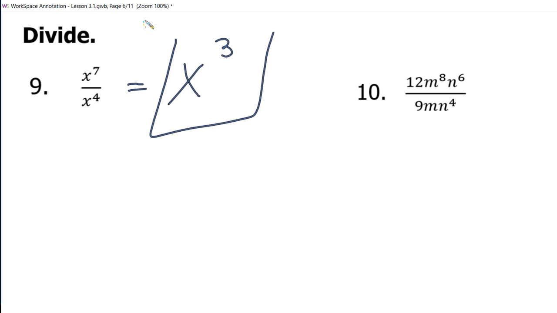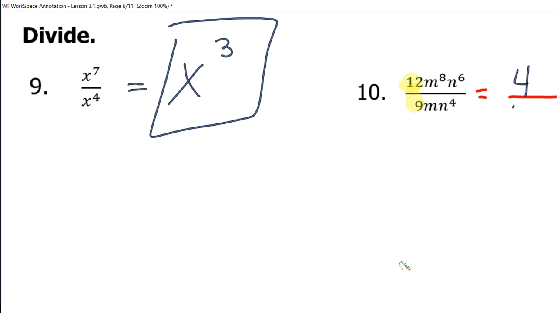Now number 10, we have a fraction out front. We have a 12 ninths out front. So what we need to do is simplify that fraction. So what is a common factor, or what divides evenly into both 12 and 9? 3. So divide both of these by 3 to simplify that fraction. So 12 divided by 3 is 4, and 9 divided by 3 is 3.